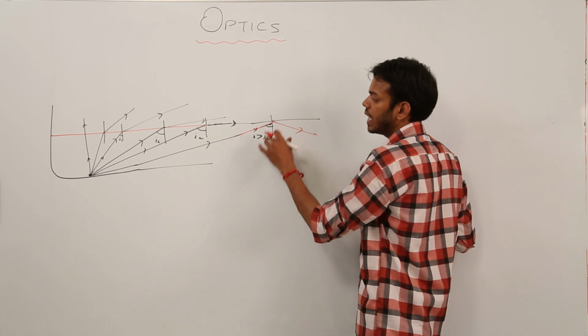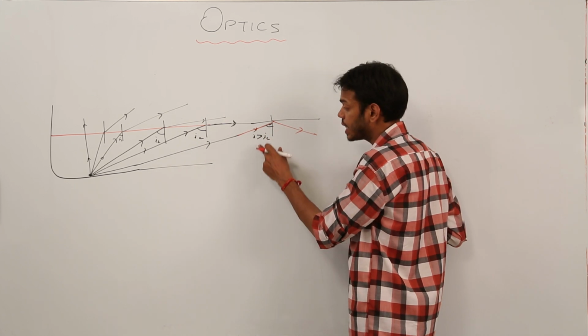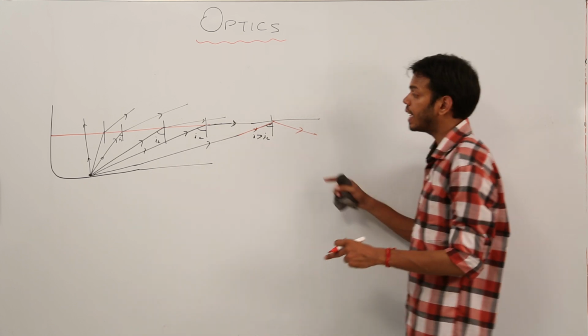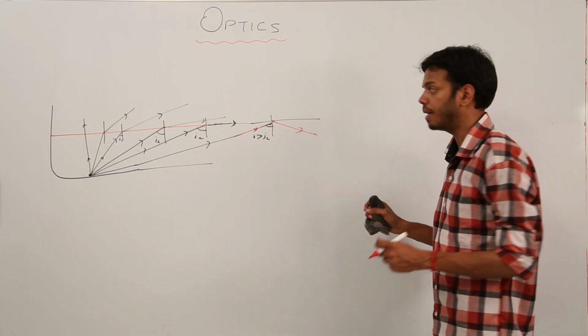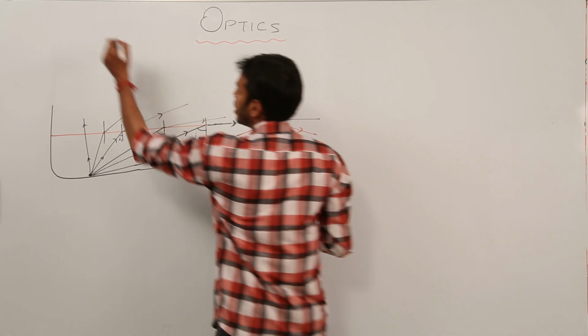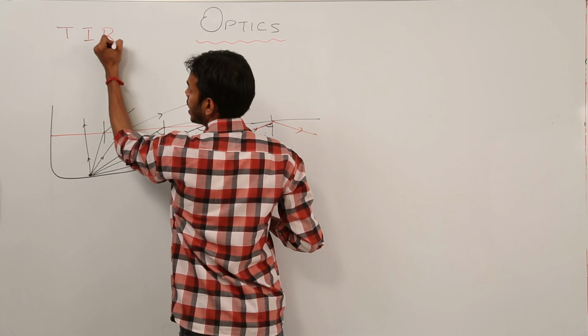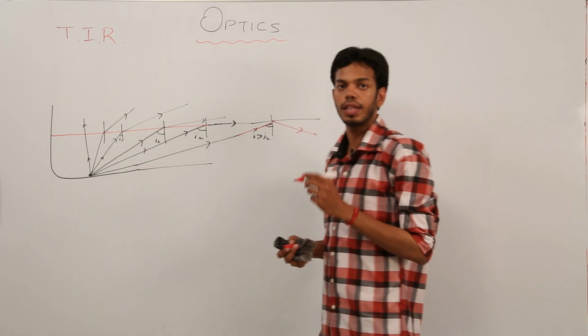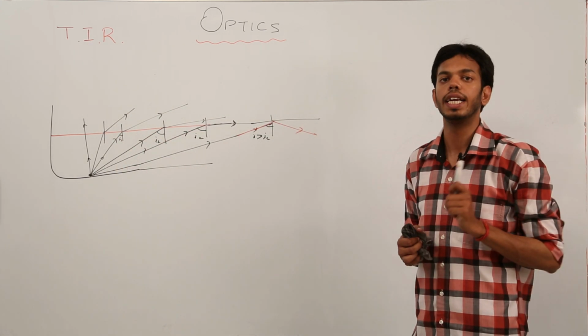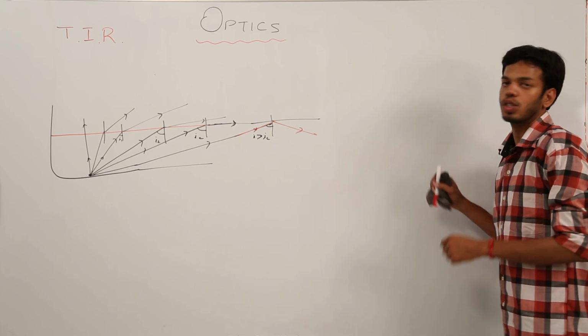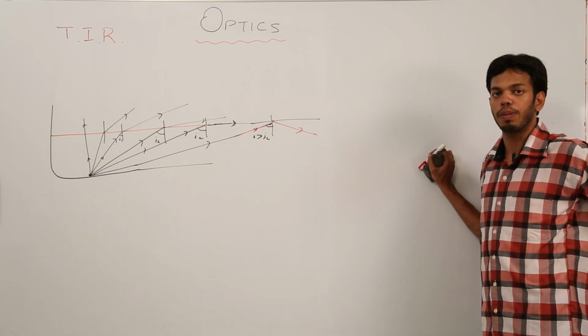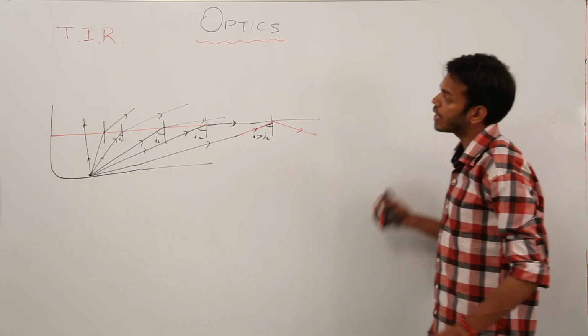This is what happens if the angle of incidence is greater than the critical angle: the ray gets reflected back in the medium, and this whole phenomenon is known as total internal reflection. Alright, so I will now explain the definition of total internal reflection.